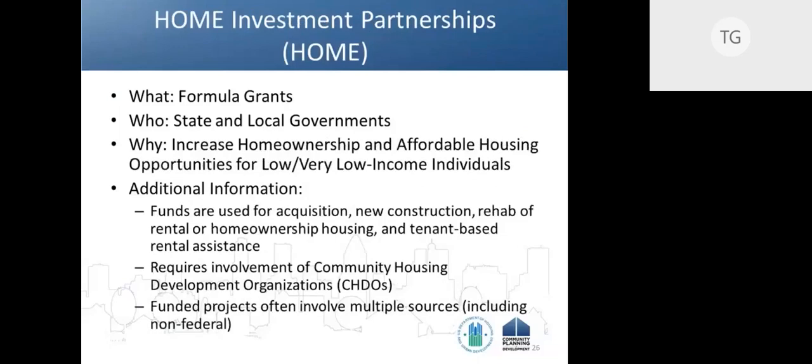Here we have the Home Investment Partnerships Program, another program to increase home ownership and affordable housing opportunities for very low income individuals. The funds are used for acquisition, new construction, rehab of rental, and homeowner housing. Another large component is tenant-based rental assistance. The program generally always requires the involvement of what we call CHODOs, Community Housing Development Organizations. And we also like to see multiple sources of funding in projects that are undertaken by what we call PJs, participating jurisdictions within the Home Investment Partnership Program.